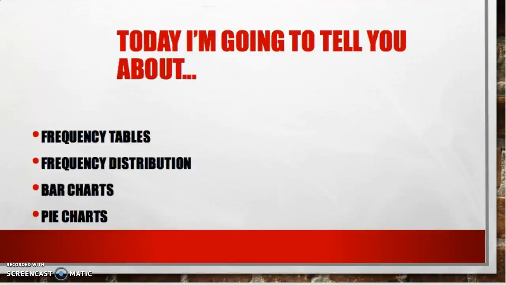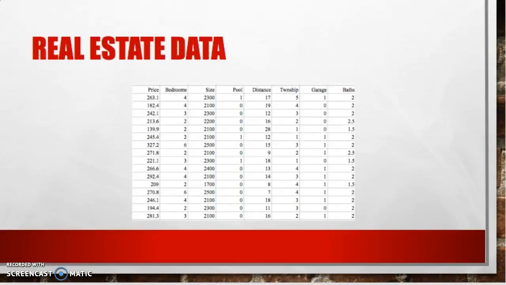Today I'm going to tell you about frequency tables, frequency distribution, bar charts, and pie charts. This is my real estate data provided from the course resources. I'm going to refer back to this data a couple of times throughout my presentation and use it as an example as to how to use the information to create a pie chart, a bar chart, and a frequency table.